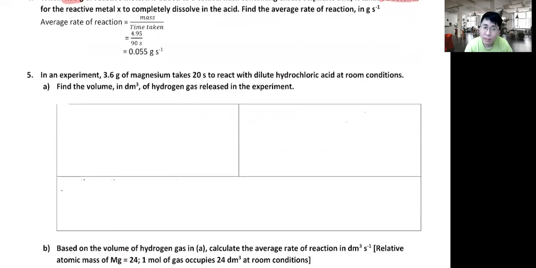Okay, which is the next one. It's something that you all learned before last time, just that you need to do it again. Of course, we're going to continue with our rate of reaction calculation. So let's just do a simple practice here. First, number 1, in an experiment, 3.6 gram of magnesium takes 20 seconds to react with dilute nitric acid. So first of all, to find the volume of a certain chemical, to find the value of another chemical, always write the chemical equation first.